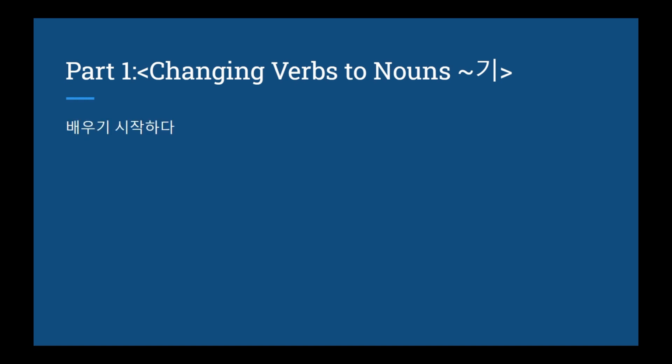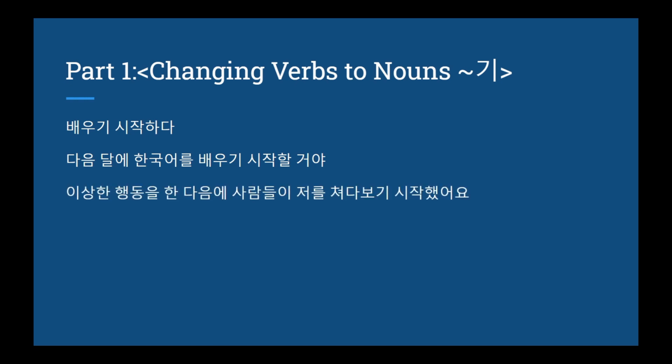Now, if I wanted to put it in the middle of a sentence, I could say like, I'll start to learn Korean next month. I could say 다음 달에 한국어를 배우기 시작할 거야. So there's that construct being used there. Another example would be 이상한 행동을 한 다음에 사람들이 저를 쳐다보기 시작했어요. So after doing something strange or acting strangely, people started to stare at me. So again, this is to show that with 시작하다, they started to do something.